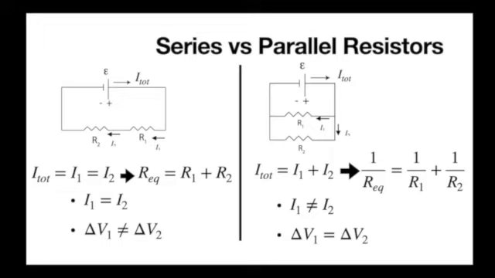So to sum up, in series, they share a current, they do not share voltage drops, and the resistances add together. In parallel, the inverse of the resistances add together. They do not share a current, but they do share a voltage drop. And the individual currents add up to equal the total current.